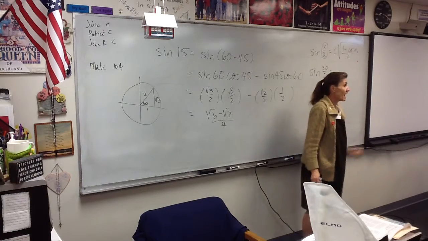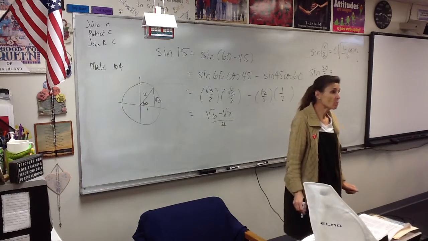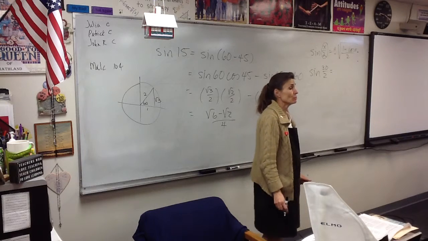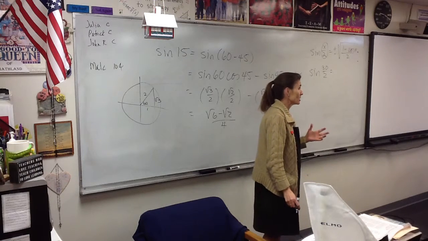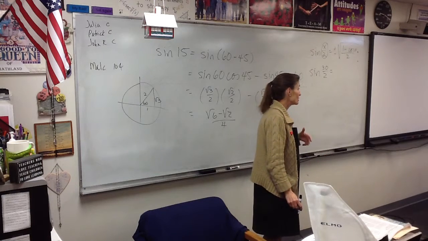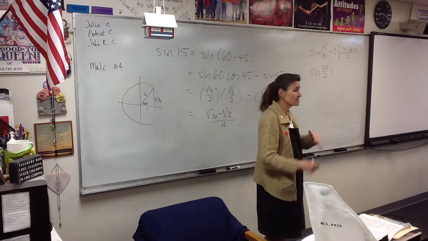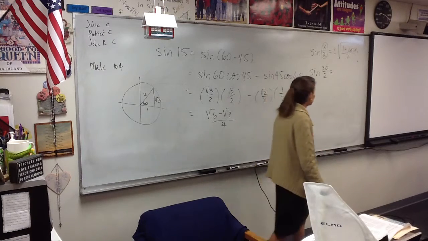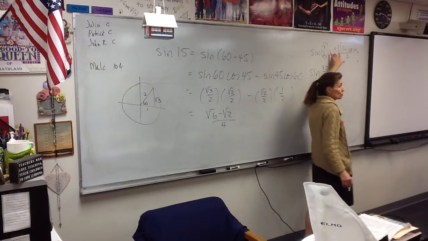These formulas, the half angle formulas, are the only ones that require you to make a decision about whether you're going to use a positive or a negative. They're the only ones with square roots. All the rest of them work out perfectly the way they're supposed to. Here you have to make a conscious choice.